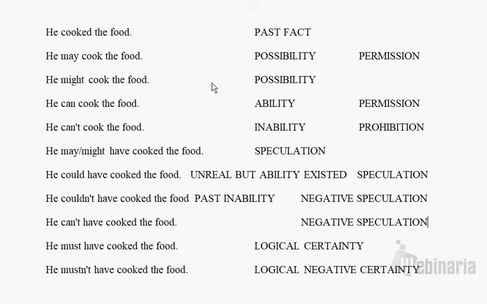This video is designed to help you understand the meanings of modal verbs, particularly in the past. So we have this sentence here: he cooked the food. This is a past fact, something that happened in the past.